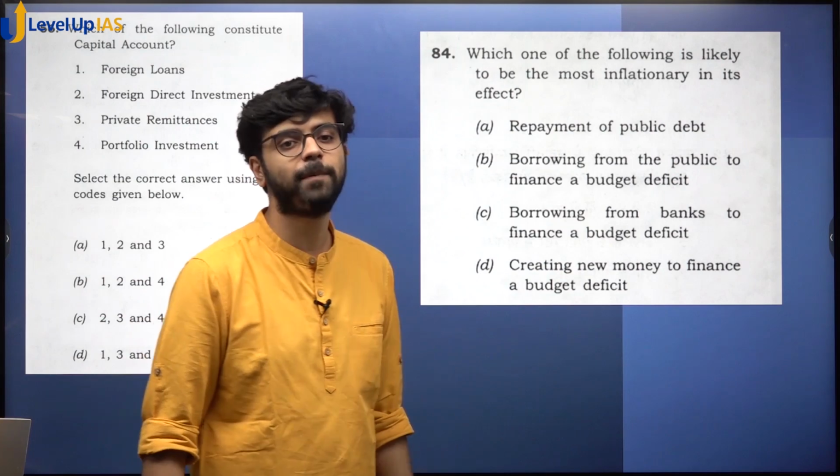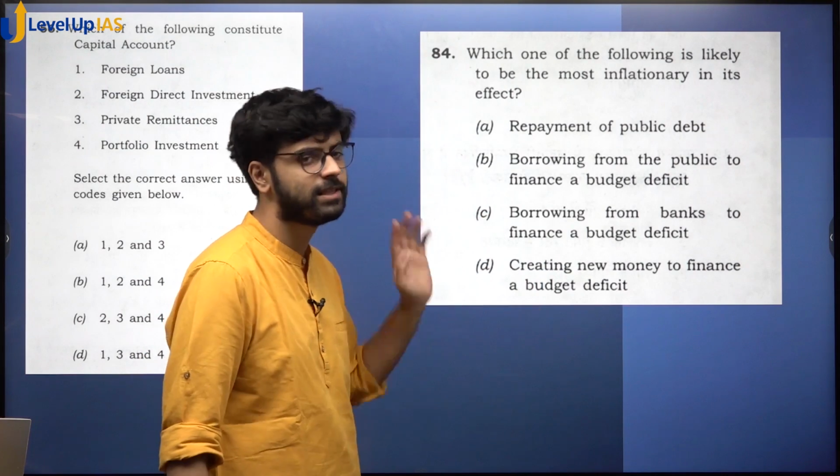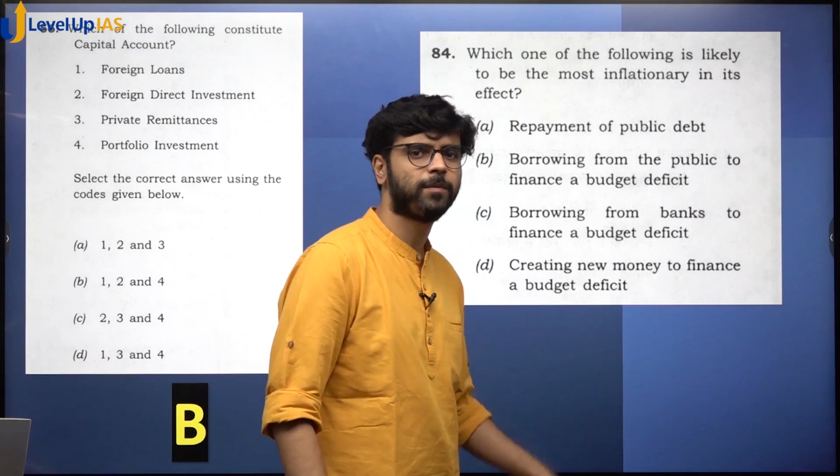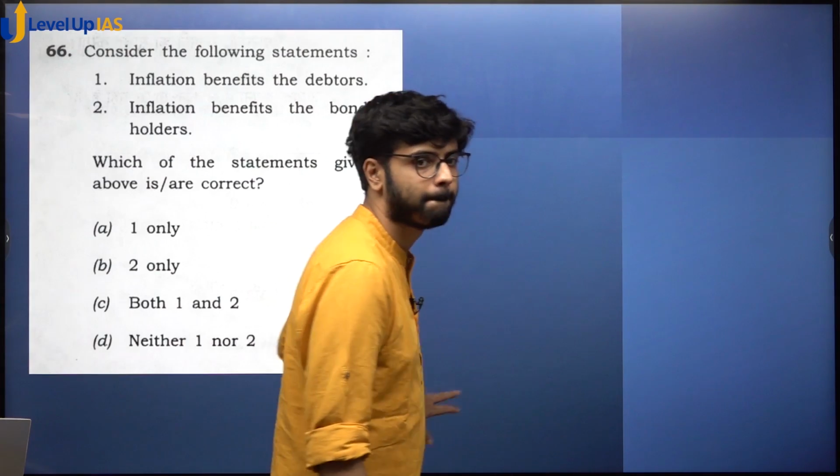Creating new money to finance a budget deficit. Most inflationary is this. That is why it is stopped. Otherwise we would not have stopped it. Answer is D. Next.